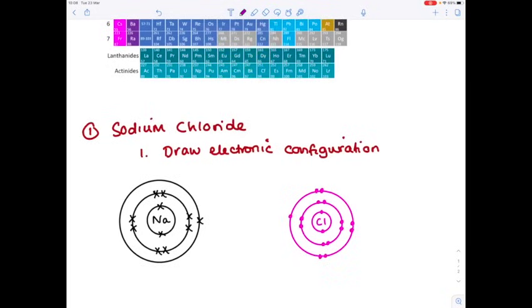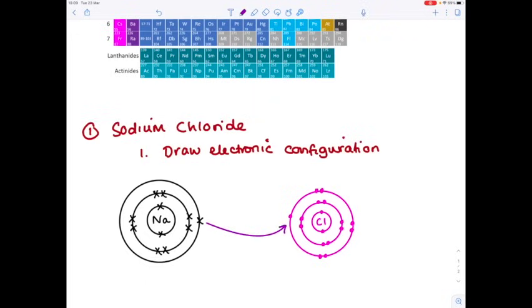Now with ionic bonding or any type of bonding, what you're really looking for is for the atoms to have a full outer shell. So let's take a step back and work out what would make sense here. So really sodium needs to lose that final electron and chlorine needs to gain an electron so that it will have 8 electrons in its outer shell. That electron from sodium transfers itself to chlorine here.